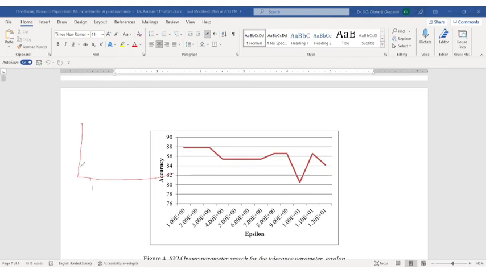When K was 1, I got this. When K became 3, I got this one. K became 5, I got, it keeps increasing. When K became 7, it comes down. I put 9, it came down more. So you plot the curve, and you can see here that the optimal value of K is equal to 5, with which I can get the best result for my model when I'm using K nearest neighbor.